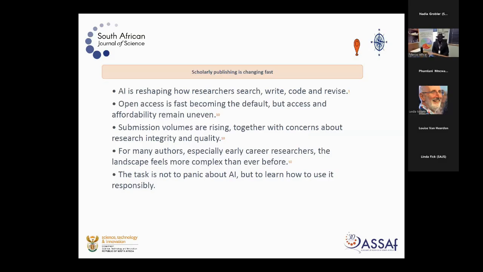AI, of course, is growing so fast, and is reshaping how researchers search articles, write code, or maybe revise their manuscripts. And of course, open access is also fast becoming a default, but access and affordability remain uneven. Some universities have oversubscription to some journals, and some don't have. So there are uneven structures.